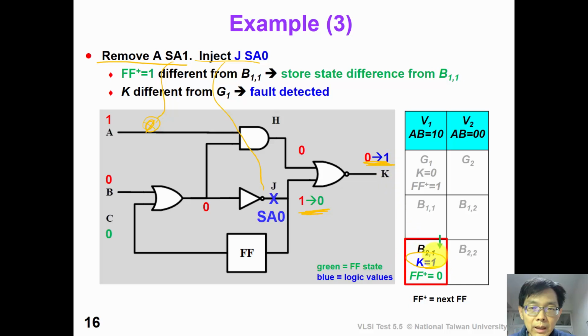Because the value of K is different from that of the good circuit, this fault is detected by pattern V1. And also please note that the next state of the flip-flop would be 0, which is different from that of the good circuit. So we will need to record this state difference. So in this square, we will need to record two things. First, the fault is detected, and second, the state difference of the flip-flop, which will be 0.